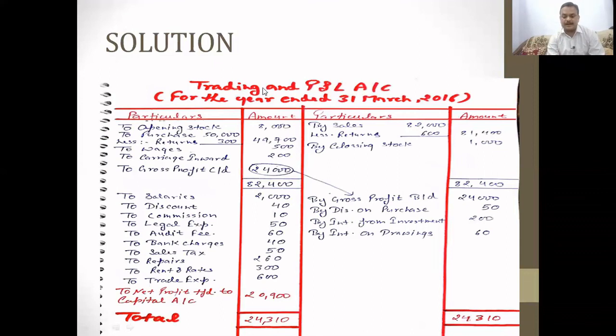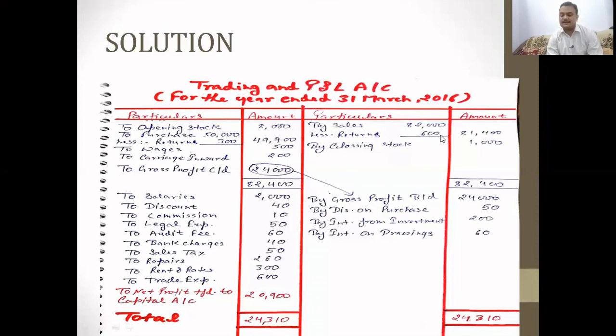Trading and profit and loss account for the year ended on 31st March 2016. Particulars, amount, you make the pro forma for that. Opening stock 8,000, purchase less purchase return, then the total net purchase is 49,700. Wages, that is a direct expense, it will show in the debit side of trading account. Carriage inward, it is also a kind of direct expense, it also shows in the debit side of trading account.